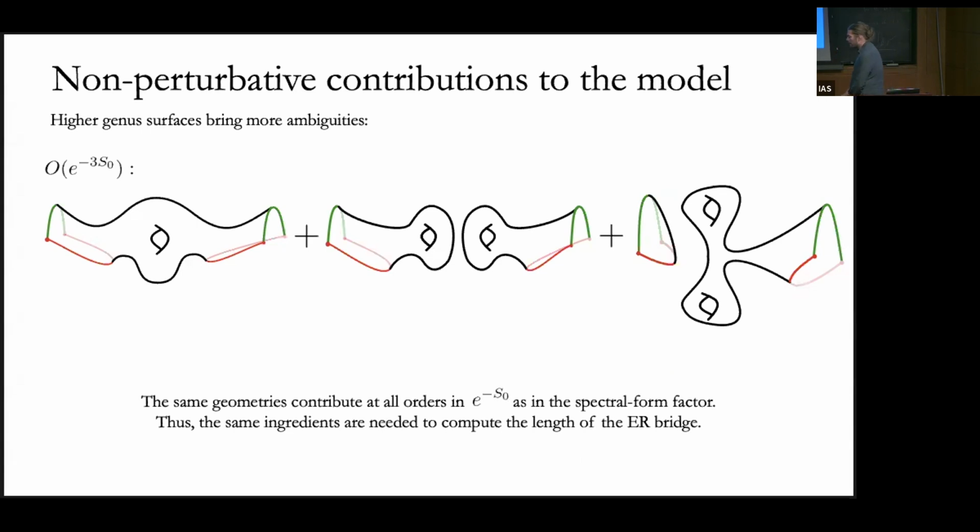And while it might seem daunting to try to do this computation at first sight, I can make the following remark for any order in the genus expansion. The same type of geometries contribute to all orders in e to the minus S naught as in the spectral form factor. And so the same ingredients are needed to compute the length of the Einstein-Rosen bridge as the ingredients that were used to compute the spectral form factor by Saad, Shenker, and Stanford.